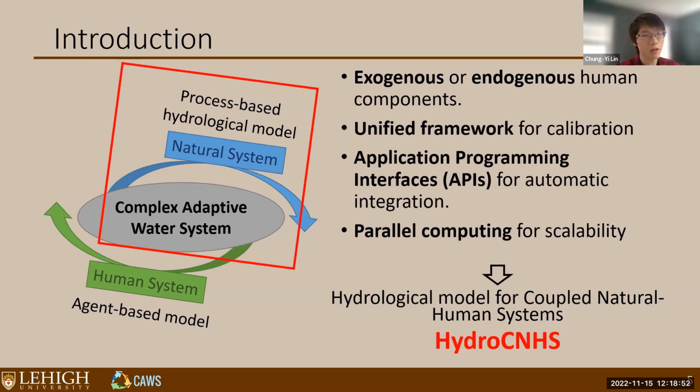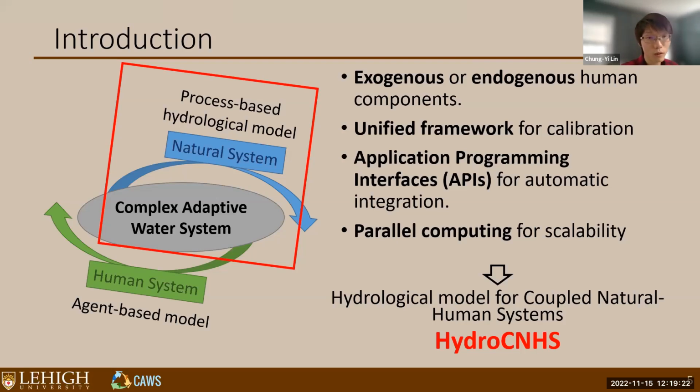First, we want the model to enable users to incorporate both exogenous and endogenous human components. Exogenous human components means that the user has input time series data to represent human behavior in the simulation. And endogenous human components means that the user wants to insert an equation or function into the model, and the model dynamically simulates human behavior along with the hydrological simulation.